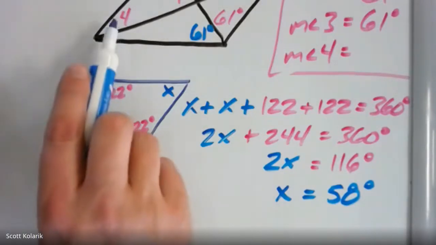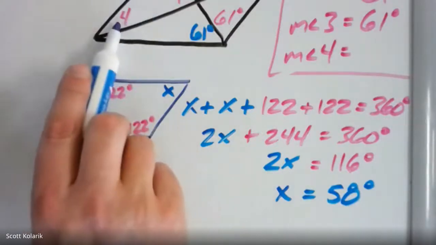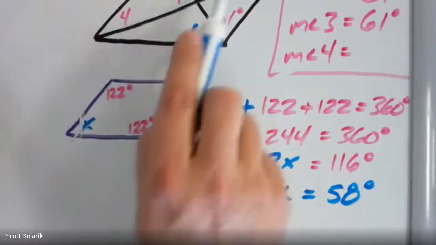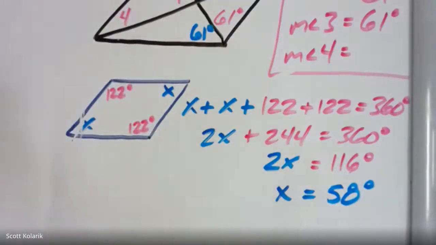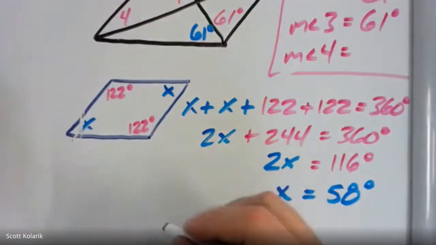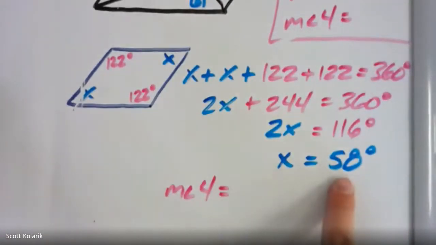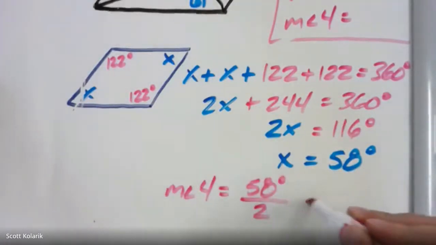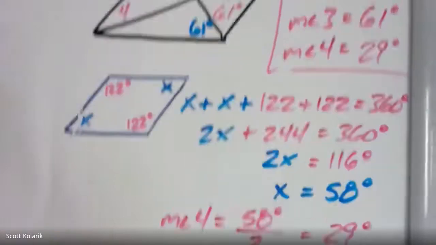Well, I'm not done yet, because angle 4, you'll notice, is that little sliver right there. It's not the whole corner. But again, I'll reference the fact that these diagonals have to bisect that whole corner. In other words, it's going to cut that in half. So the measurement of angle 4 is simply going to be 58 degrees divided by 2, in this case, 29 degrees. So that 29 degrees will be my angle 4, that missing little sliver.